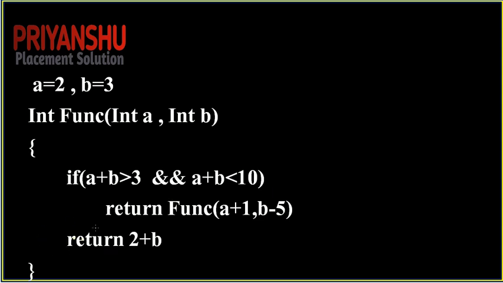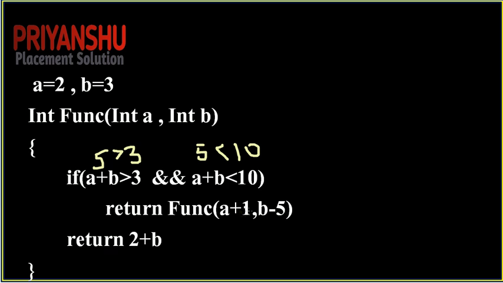So let's check. First we check the condition. a plus b means 5, and 5 is greater than 3. Yes, condition true. And a plus b, nothing but 5, and 5 is less than 10. Yes, this condition is also true. So the whole condition is true. Why? Because here is the AND operator. In the AND operator, both conditions are checked, left side as well as right side. Then the return statement is executed because if the condition is true, then return a plus 1.